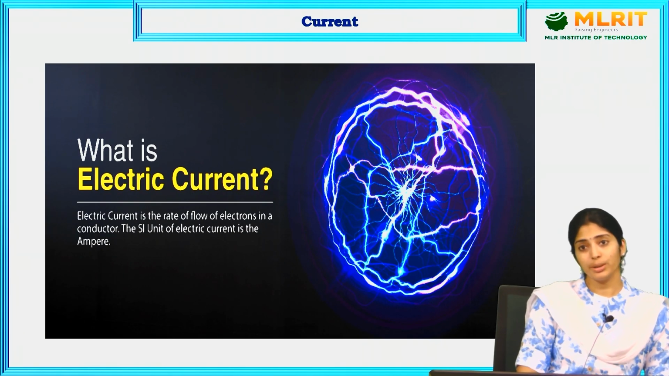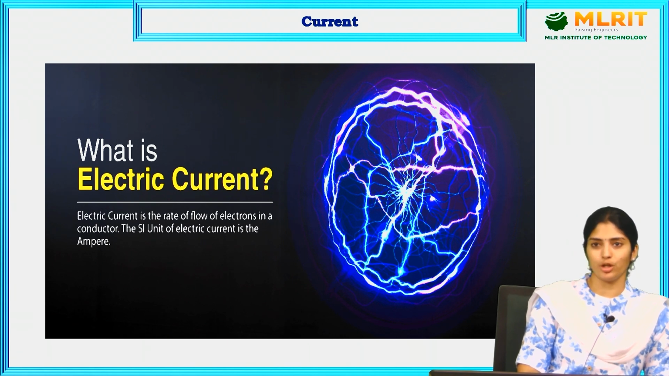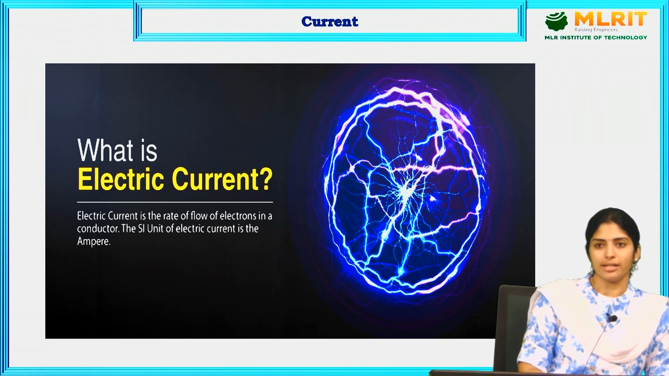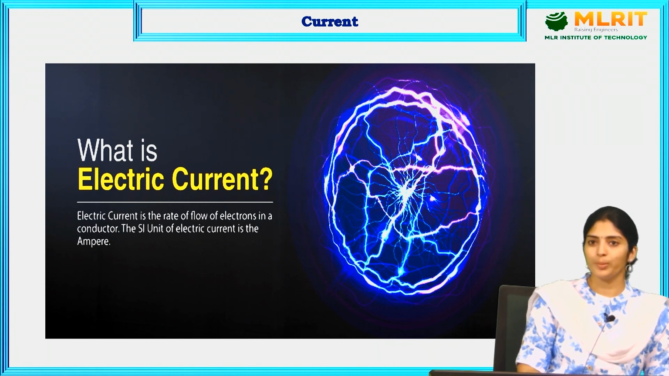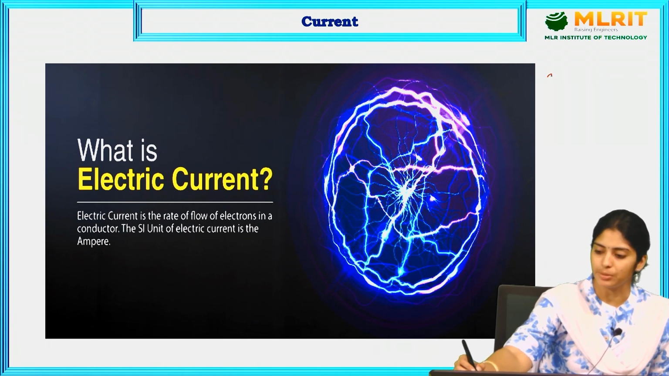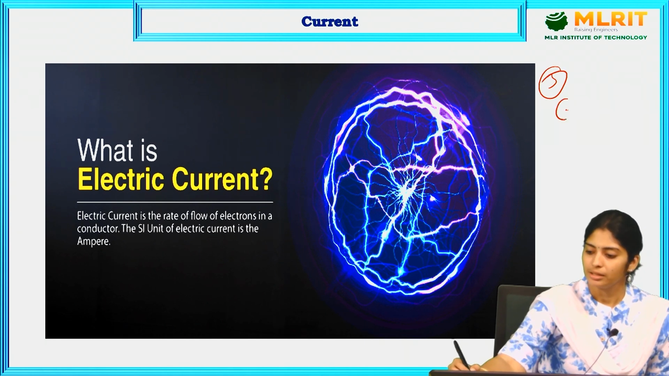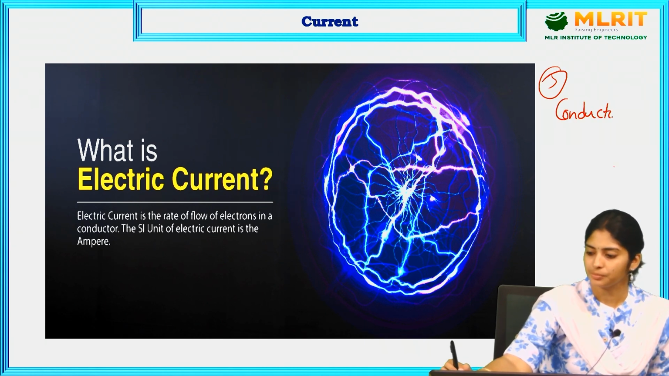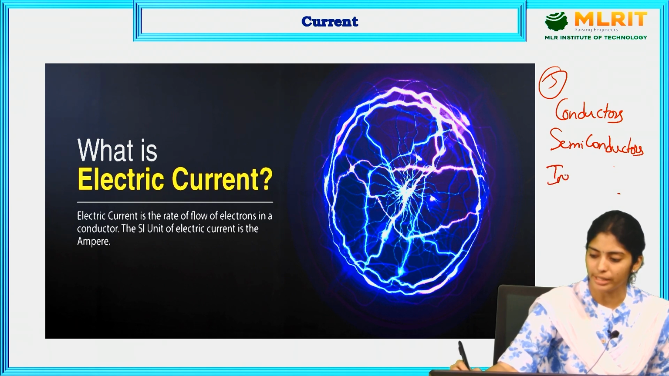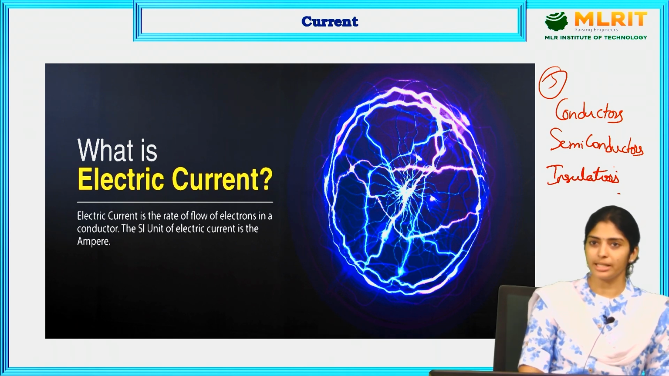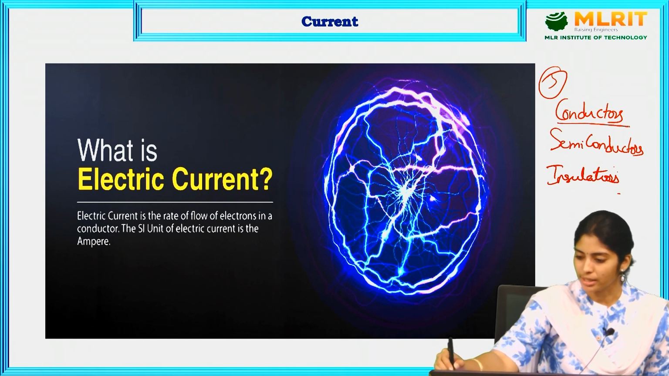Now coming to the basic terms in electrical terminology, current. Before going to the current, we are going to learn about the types of materials. Materials are mainly classified into three types. They are conductors, semiconductors, and insulators. Conductors, semiconductors and insulators.